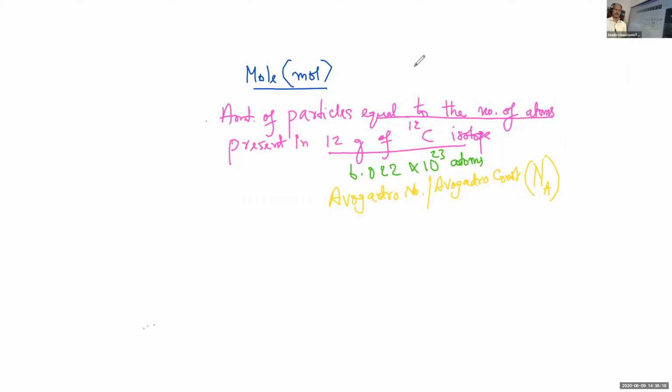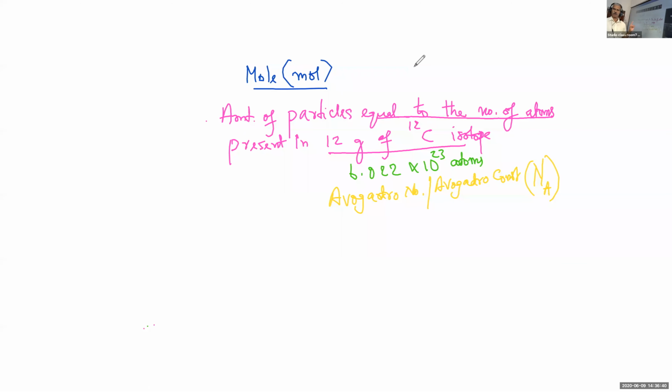N for number and A for Avogadro. So 1 Avogadro number means 6.022 into 10 raised to 23. That number of particles is taken. And what will be the amount of this many particles? That is called 1 mole.